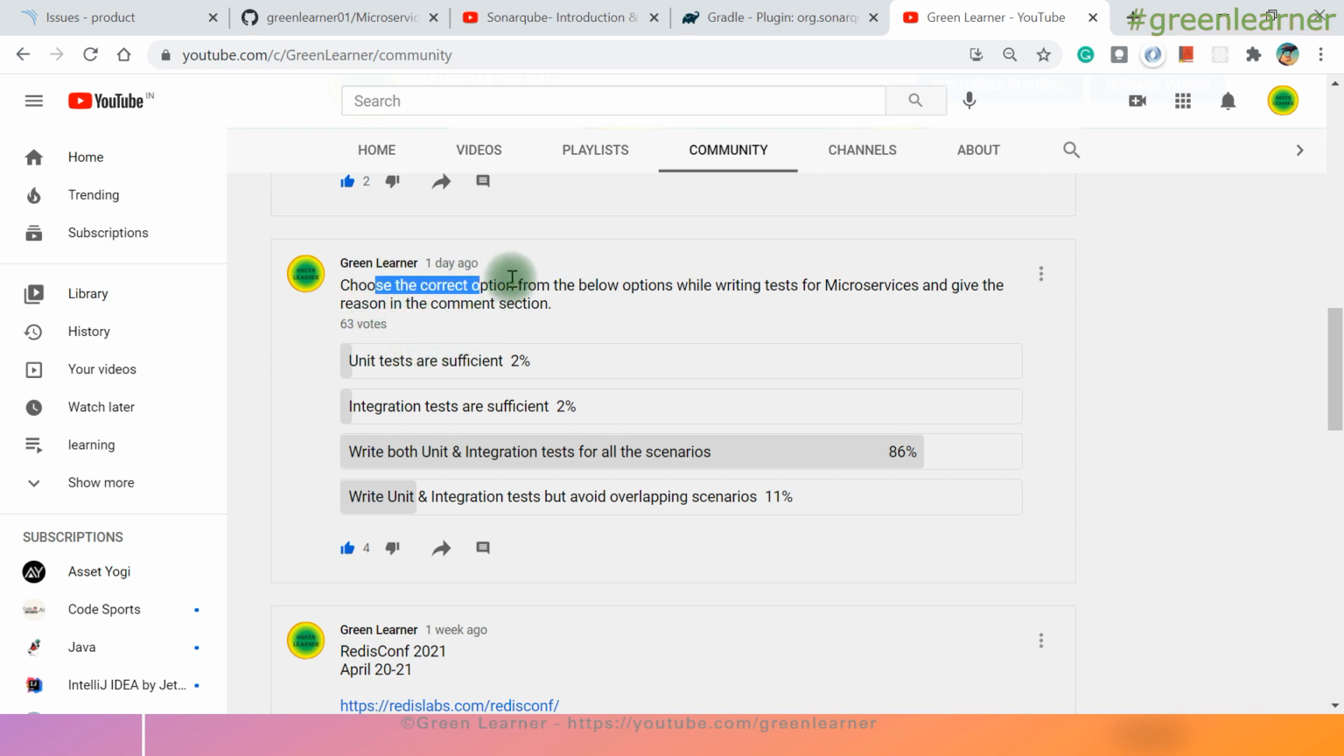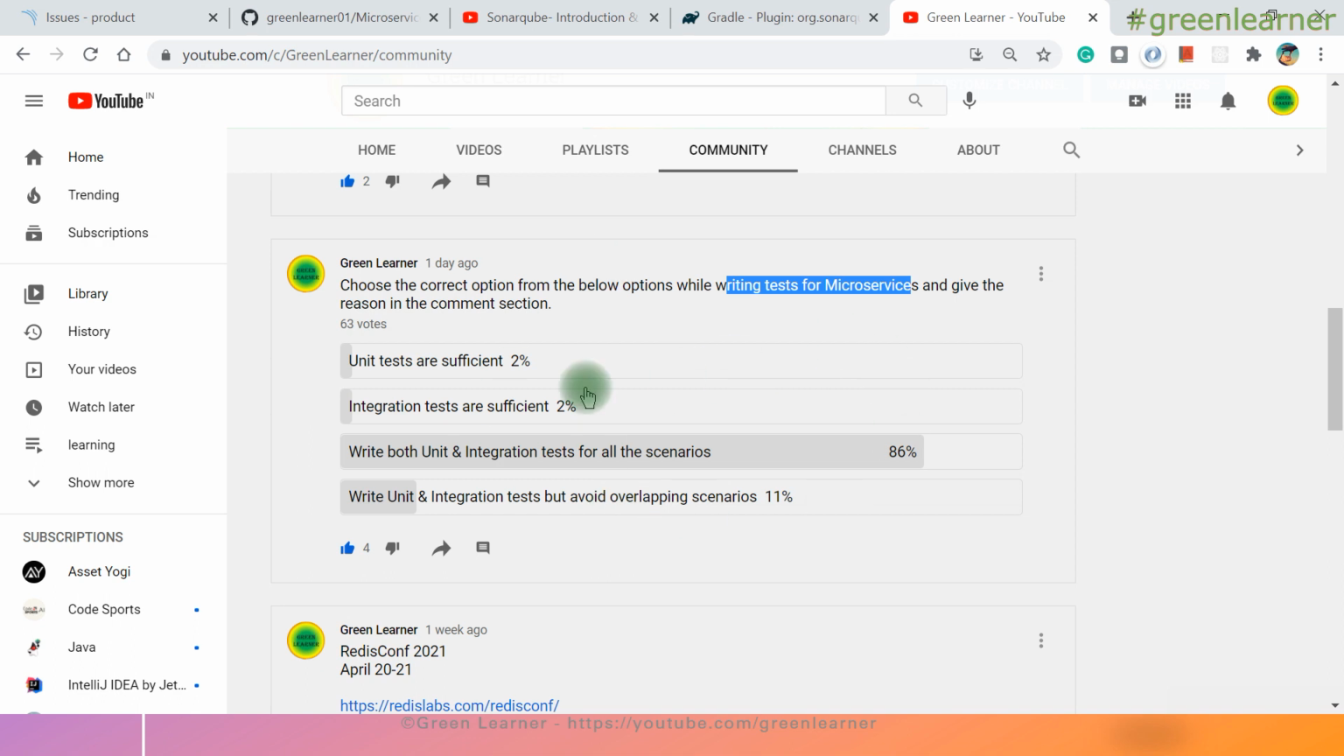The question was: choose the correct option from the below while writing tests for microservices or any other application in general. Unit tests are sufficient. Integration tests are sufficient. Write both unit and integration test cases for all the scenarios. It means when you are writing the unit test cases, cover all the scenarios, and when you are writing the integration test cases, forget that there are unit test cases and cover all the scenarios. And the last one was: write unit and integration test cases, but see what was covered in the unit test cases, and cover only those scenarios which are not covered in the unit test cases.